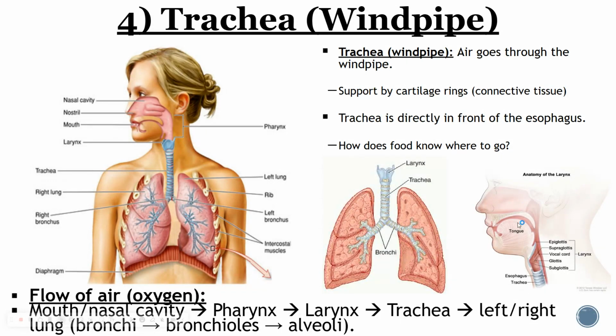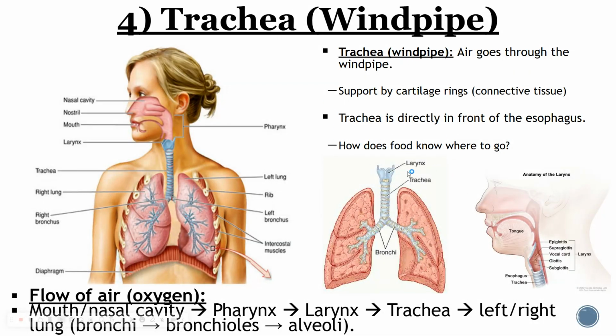So if you look here, this is the airways. Here we have the trachea. And then right behind it, you have the esophagus where food would go down. So there's two separate pipes. The esophagus is for the food. The trachea is for the air. Now the trachea is made up of cartilage. So that's connective tissue. Okay. So it's supported by a ring of cartilage.